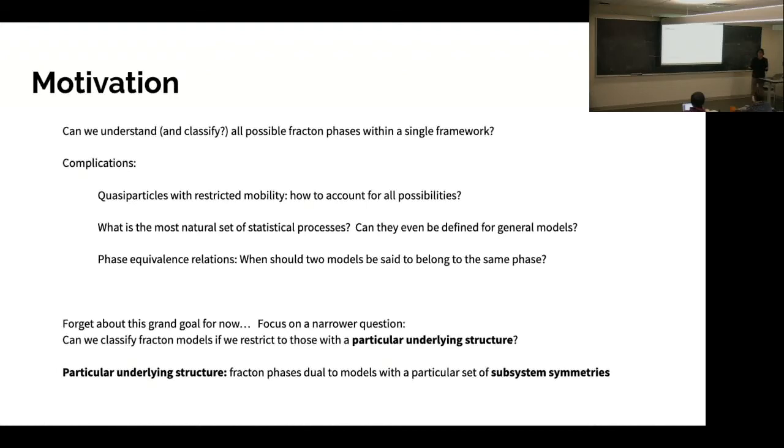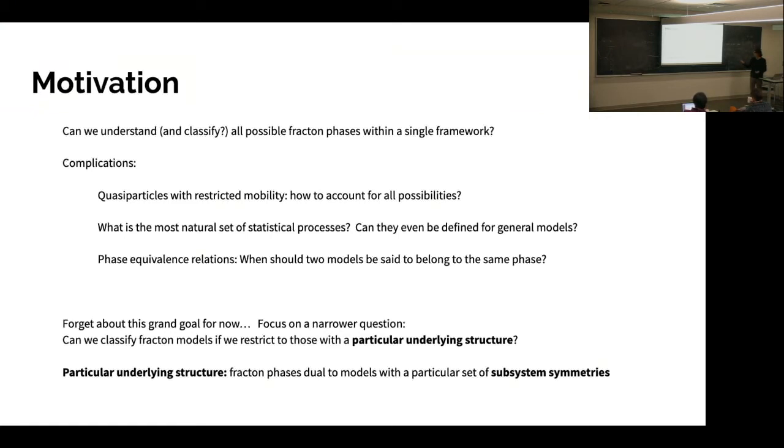Operators, how do you define some braiding operation for two of these particles? And also, it's not clear what phase equivalence relations you should use. For example, to get from a fracton system of size L to a size L+1, the ground state degeneracy changes. How do you do this smoothly?